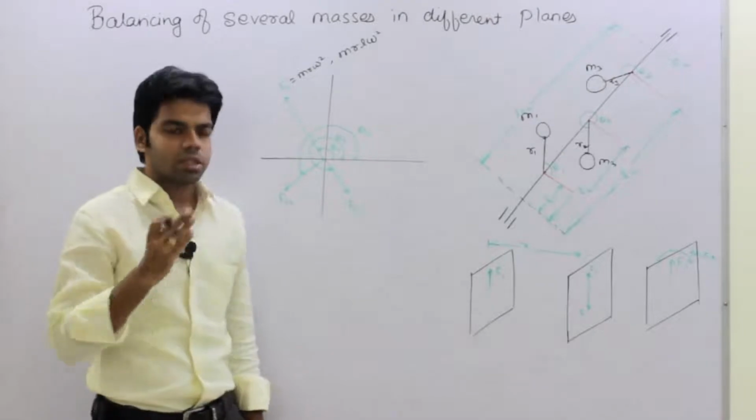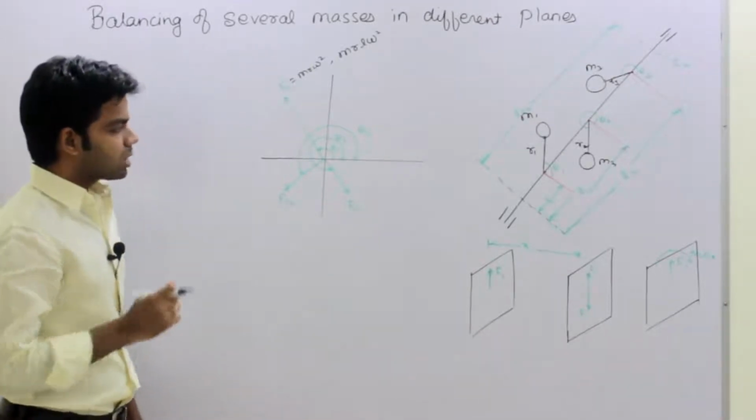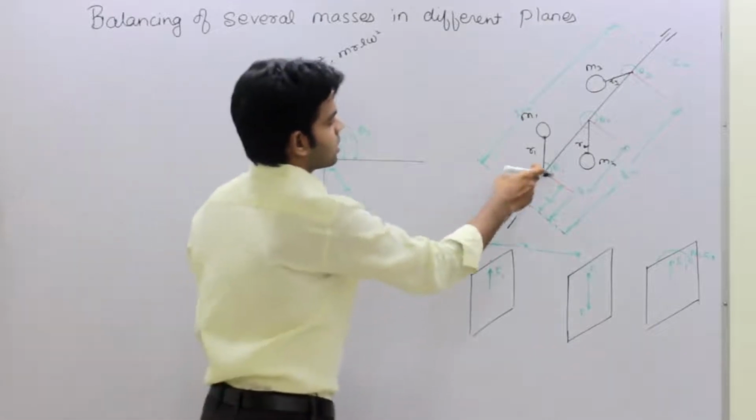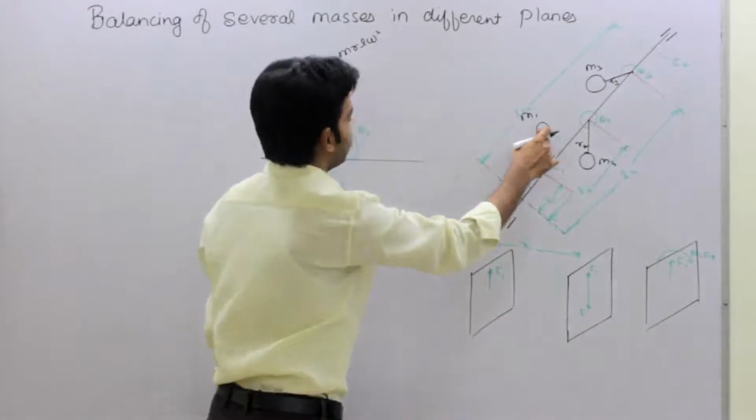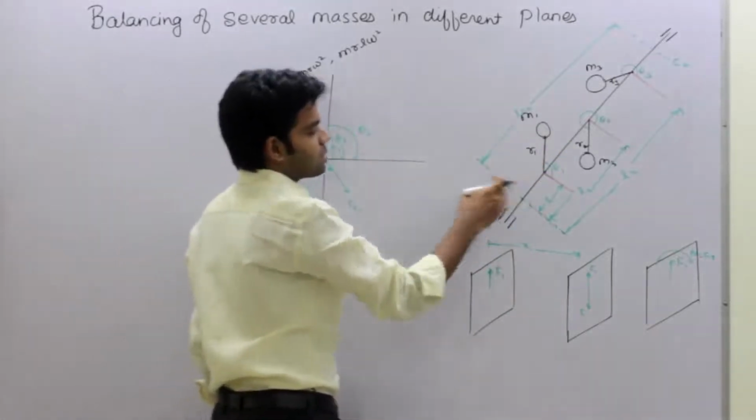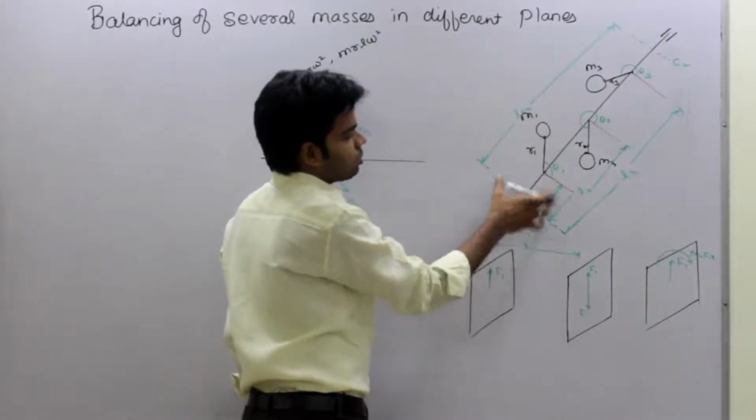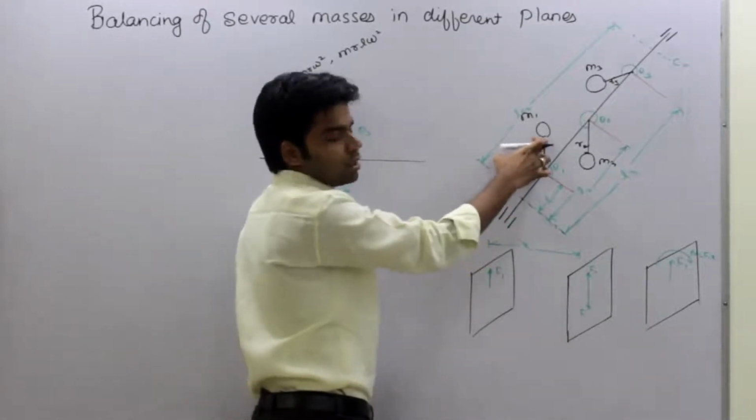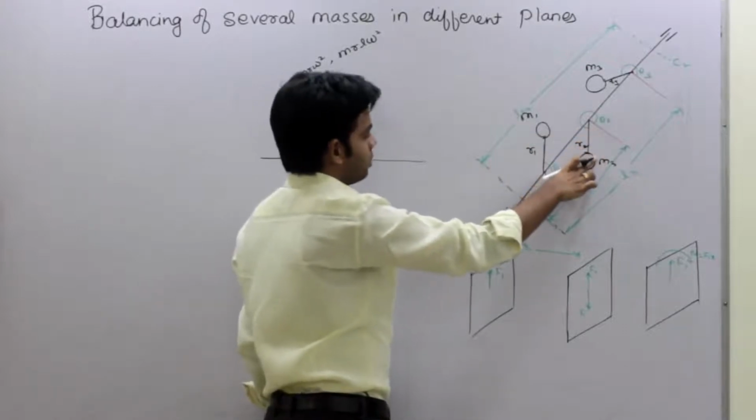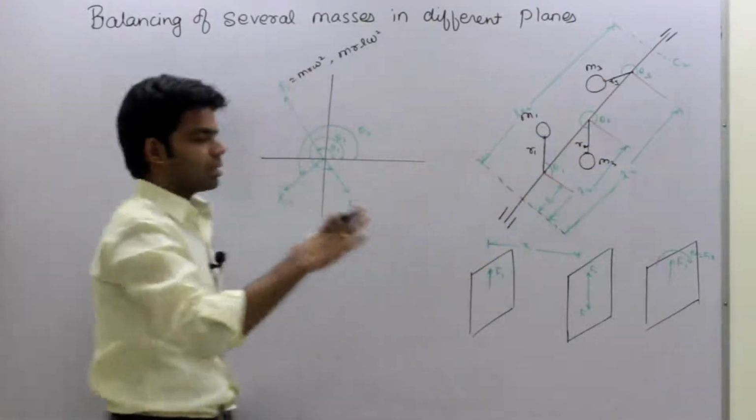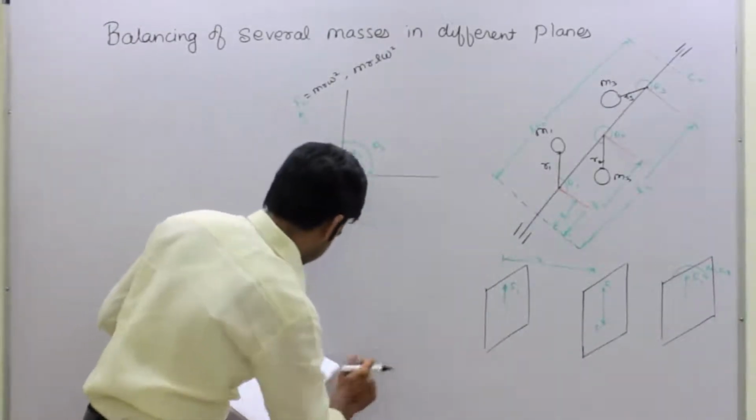Okay, so let us first draw the couple polygon, the couple vector polygon. So how will the couple vector polygon be? First is m1 r1 l1 into omega square. About which plane are we taking the couple? We are taking the couple about the reference plane. So its couple will be m1 r1 into l1, then m2 r2 into l2, m3 r3 into l3, taking omega square as common. Okay, so the couple polygon will be like this.